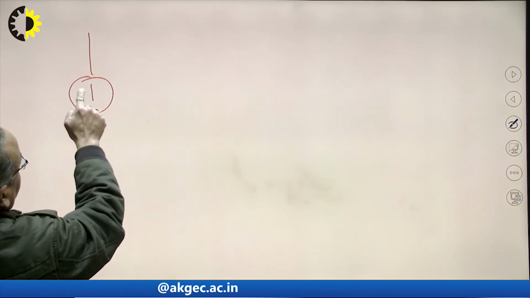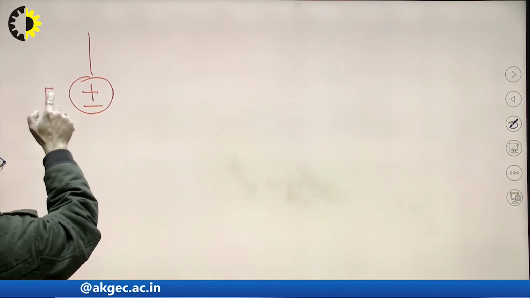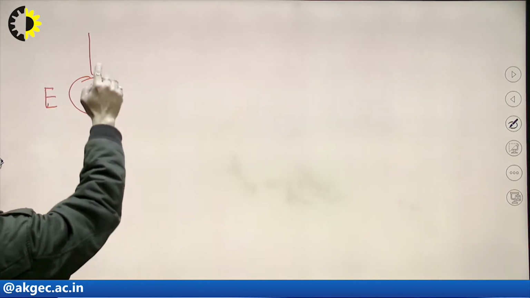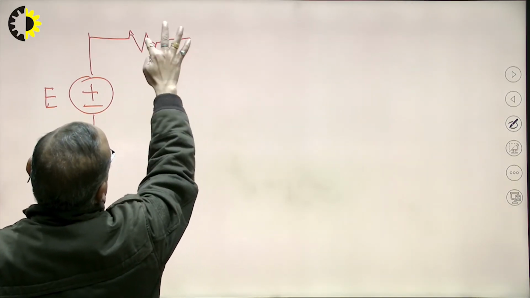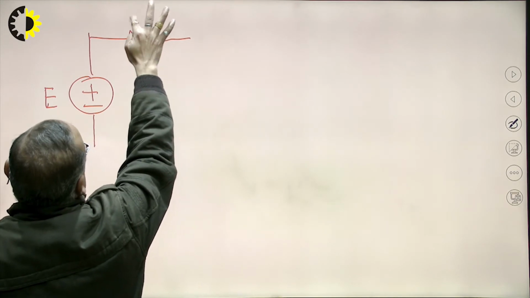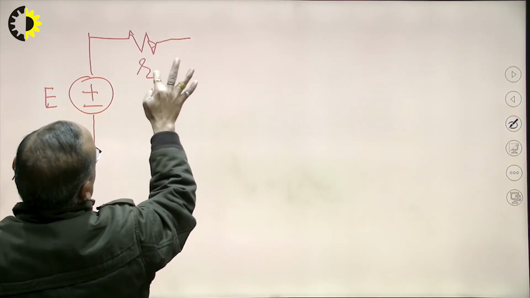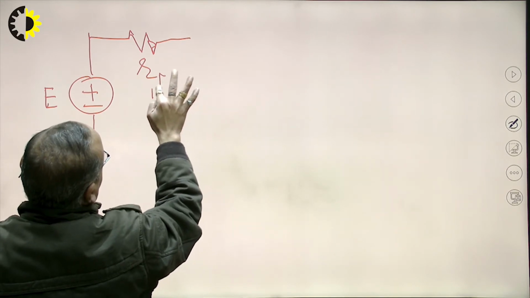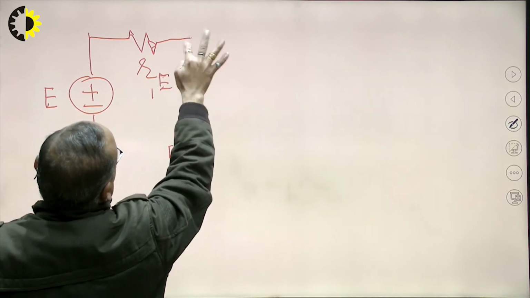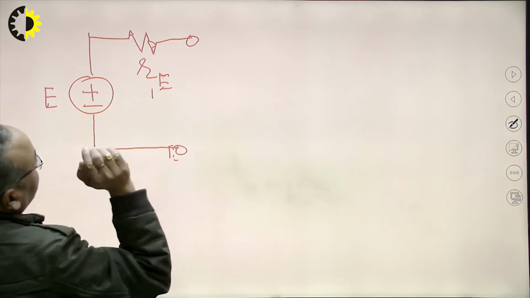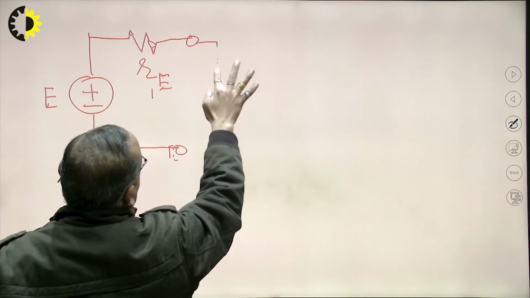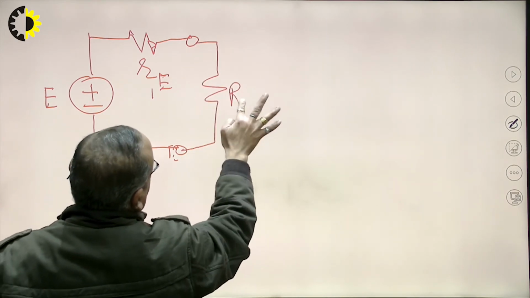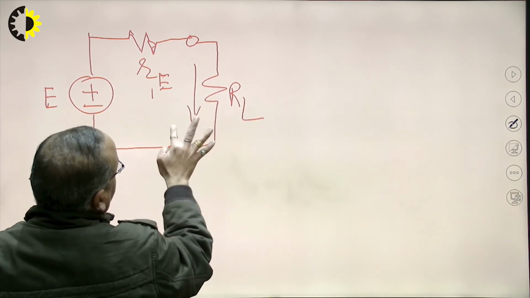If we take one voltage source, suppose it is having a voltage E, that is the EMF of this voltage source, and having internal resistance, suppose R E, and these are the terminals of this source. Now, we are connecting some load resistance here across this source, suppose R L, and a current I L is passing through this.